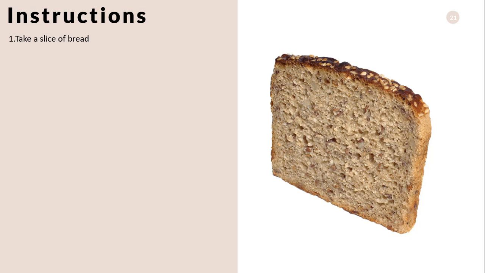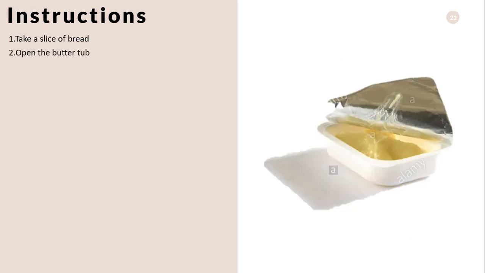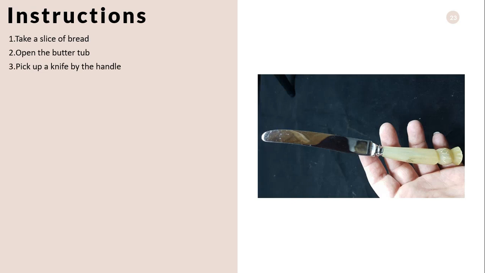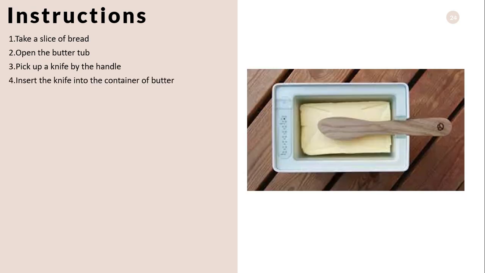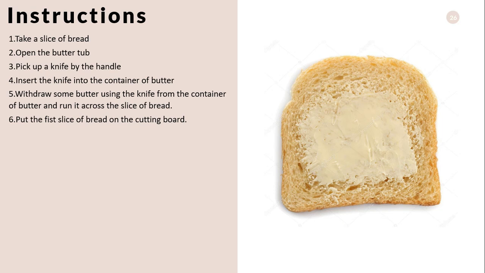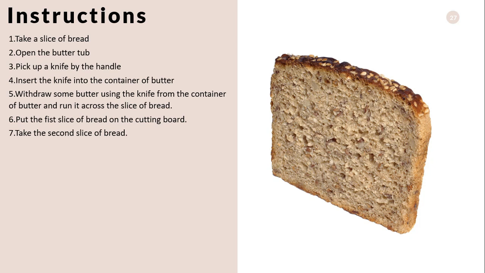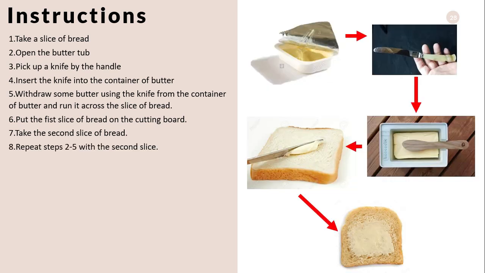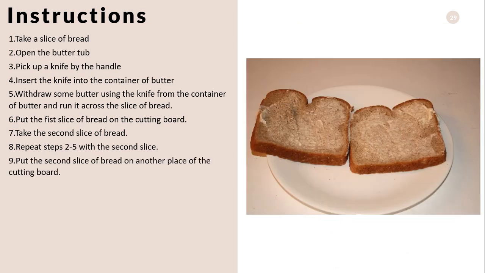First, take a slice of bread, open the butter tub, pick up a knife by the handle, insert the knife into the container of butter, withdraw some butter using the knife from the container of butter and run it across the slice of bread. Put the first slice of bread on the cutting board. Take the second slice of bread. Repeat steps 2 to 5 with the second slice. Put the second slice of bread on another place of the cutting board or plate.